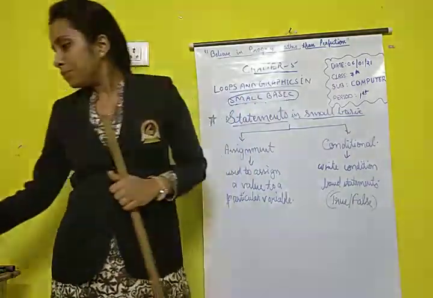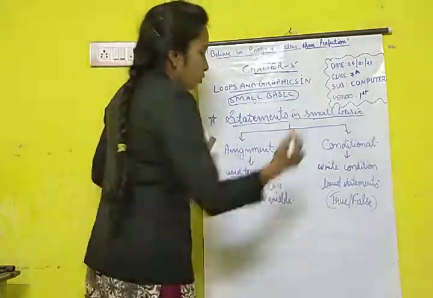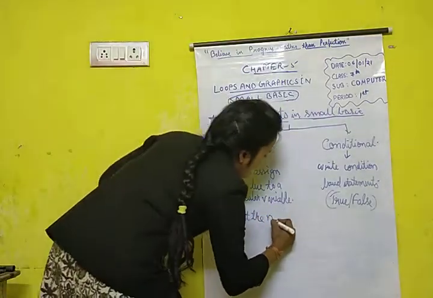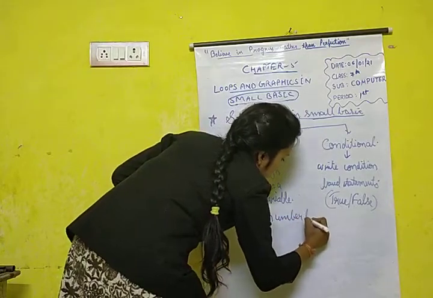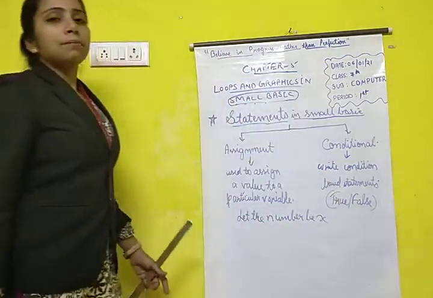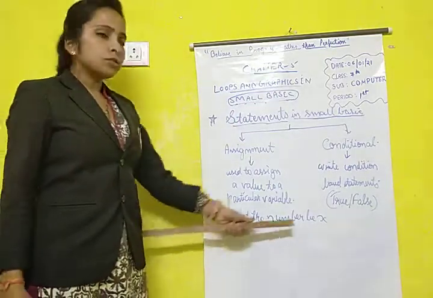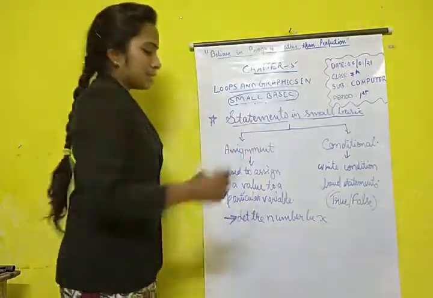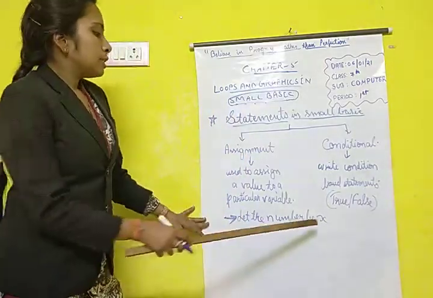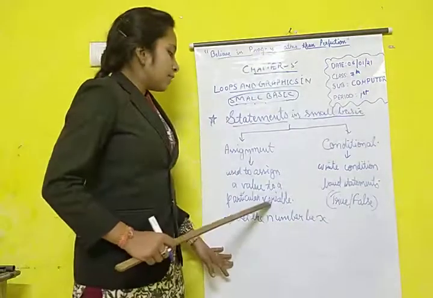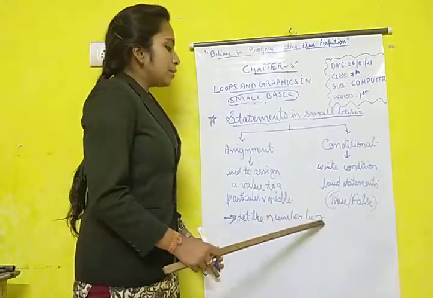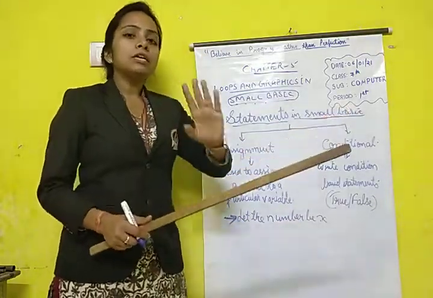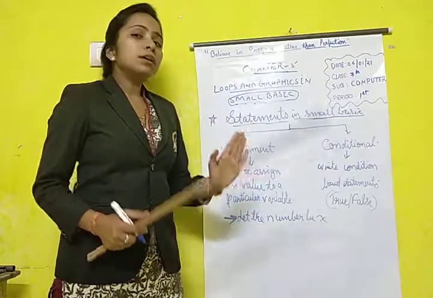For example, in your maths, you use a very familiar term. Let the number be x. Most of the time, you use this statement in your mathematics. So, you are considering that whatever number will be the answer, let it be x. Means you are assigning a particular value to a particular variable.